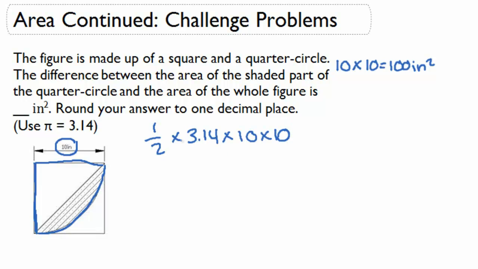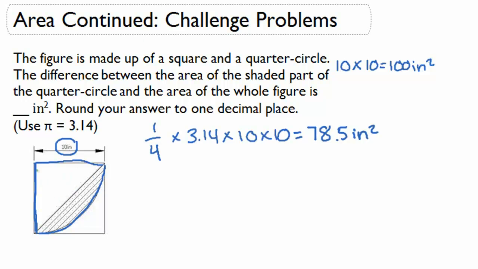So we have 1/2 times pi times radius squared. Oh, I'm sorry. We're supposed to be doing 1/4. Since this is a quarter circle, we have 1/4 pi times radius squared, which is going to be equal to 78.5 inches squared.